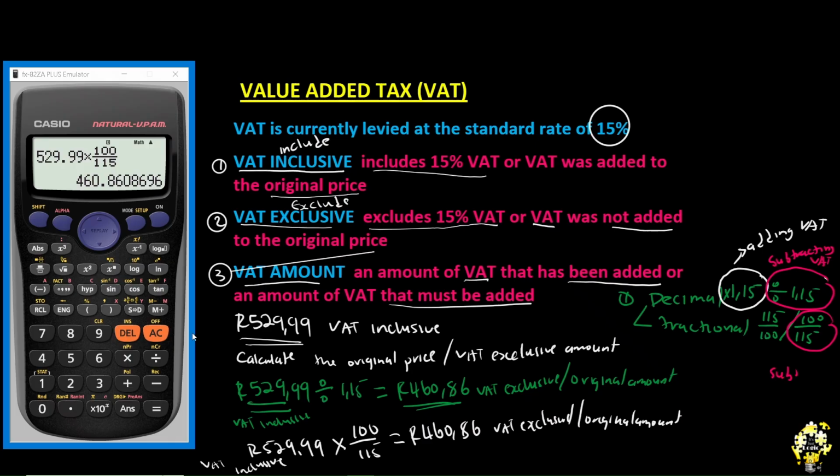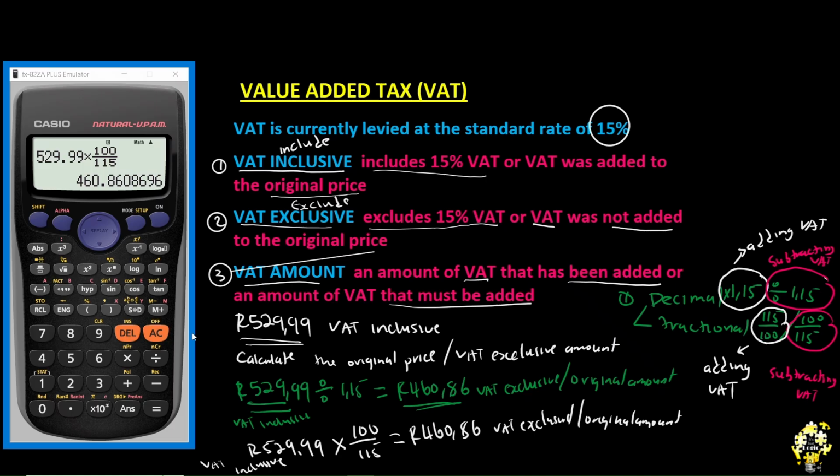So when you are using 100 over 115, it's when you are subtracting VAT, when you are taking out VAT. And then when you are using 115 at the top and then 100 below, this is when you are adding or when you are including VAT. So you see how we work. 15 over, no, and no, doesn't work. It will get you wrong answers.